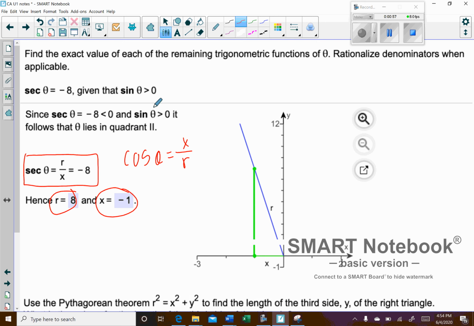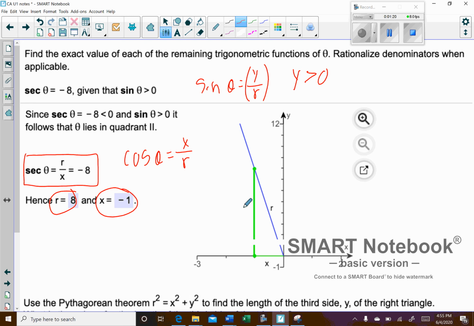So since sine is greater than 0, and sine of theta is going to be y over r, remember, r is always positive. So if this ratio is positive, that means the y value is going to be positive, right? That tells us that we're in the first two quadrants up here, and you can see they actually have it in the picture.